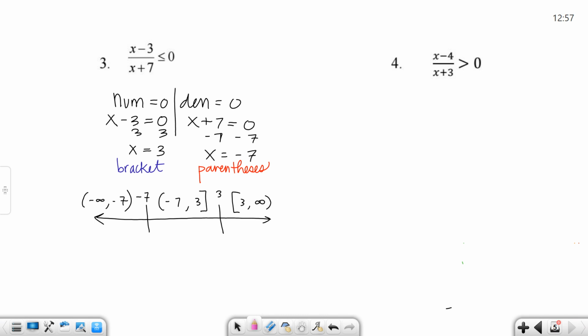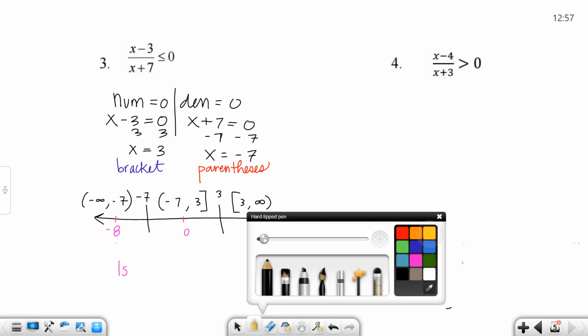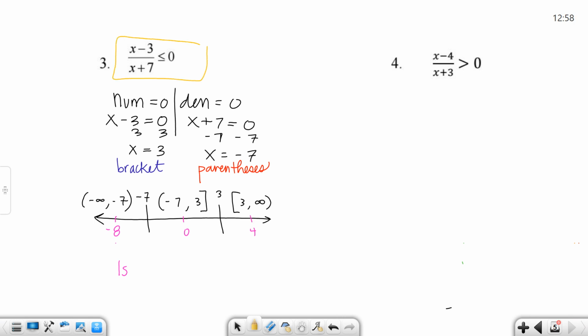Okay, we'll pick a test point. Out here, I might choose negative 8. In here, I might choose 0. And here, I might choose 4. 0 is the easiest for me, so that's what I'm going to use. I'm going to plug in 0. Remember, I'm plugging it in to the end of step 1, so I'm plugging it into this yellow step up here.